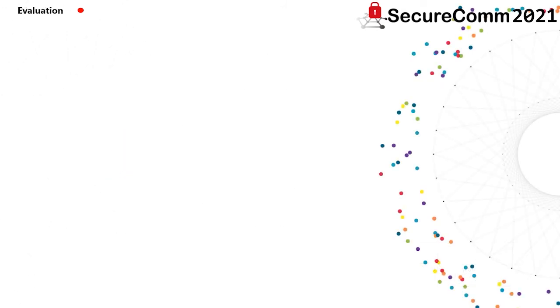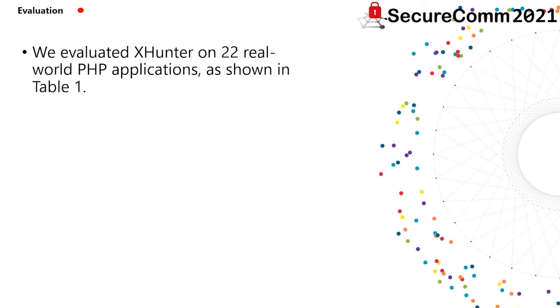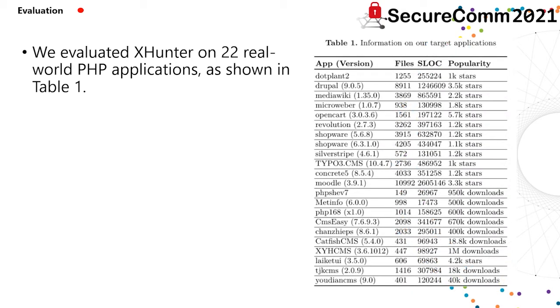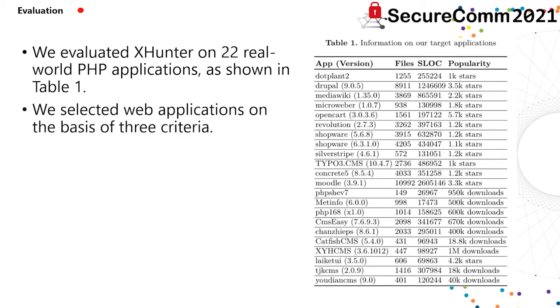We evaluated XHunter on 22 real-world PHP applications, as shown in Table 1. Our target applications were gathered from highly rated CMS projects on GitHub and popular CMS applications listed by W3 Techs, such as Joomla, Drupal, and Shopware. We selected web applications on the basis of 3 criteria.